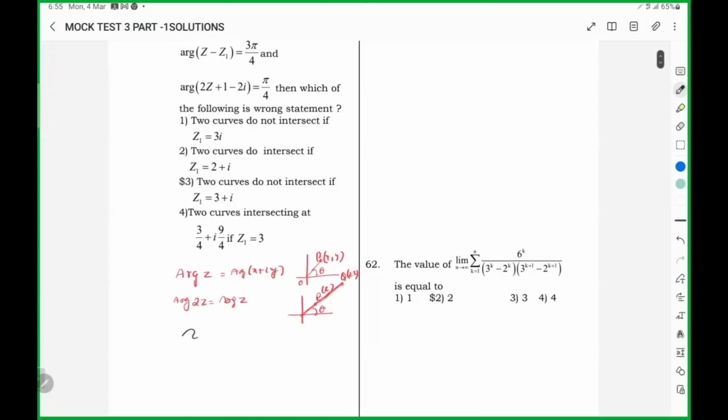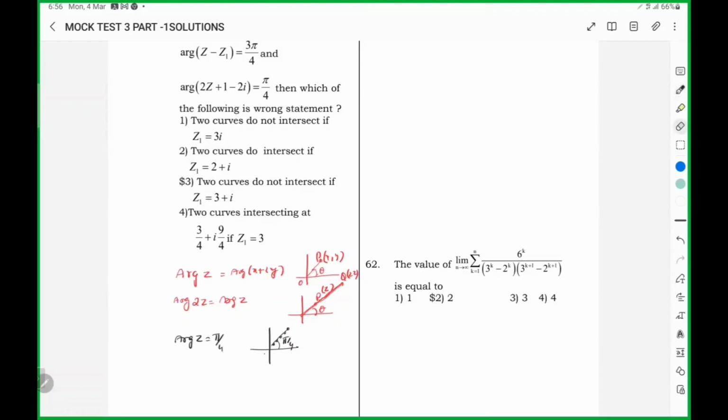Now, argument of z is pi by 4, what does it mean? Here you have many points. All these points have argument pi by 4. 0 is not included. You should not extend the line like this.